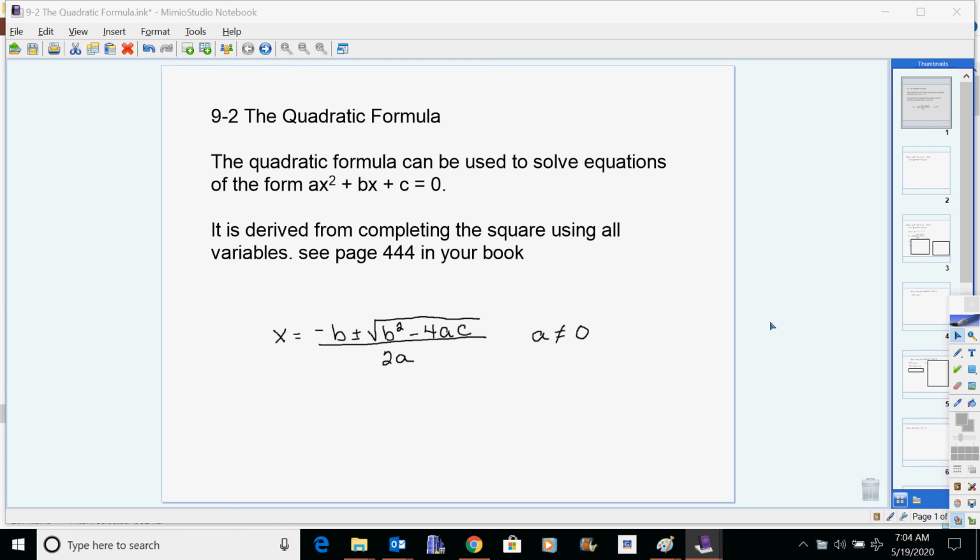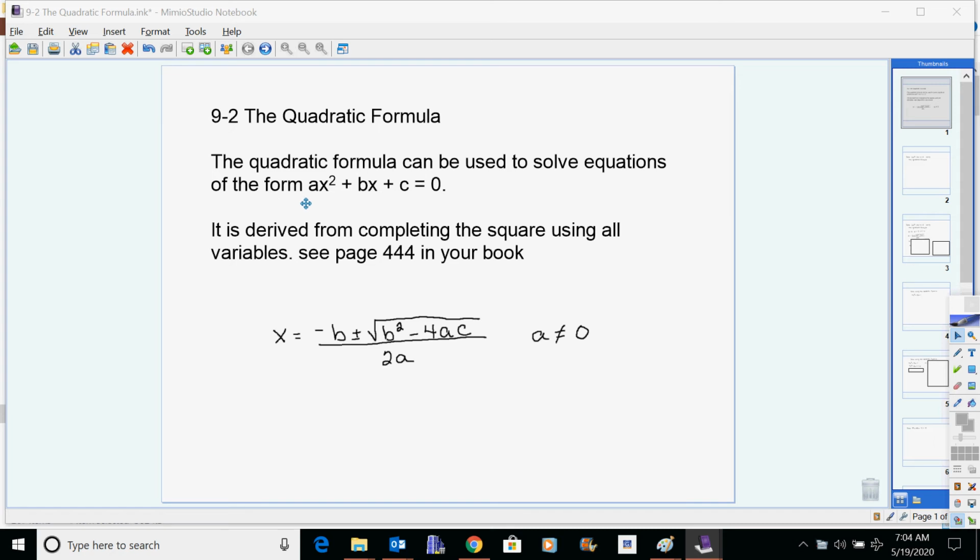Good morning, Algebra 3. It's time for us to touch back with the quadratic formula that I know you had in Algebra 2, but we want to stretch it a little bit and talk about it a little bit more deeply. We know that the quadratic formula is derived from completing the square, and we do that using all variables, but that's where it came from.